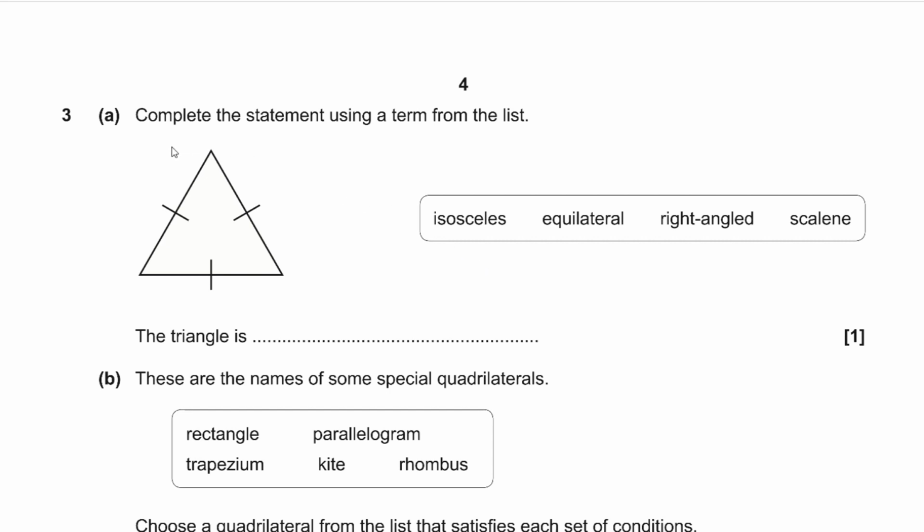Question number 3, part A. Complete the statement using a term from the list. The triangle is which type of triangle? Well, 3 sides are of equal length, so we have an equilateral triangle.